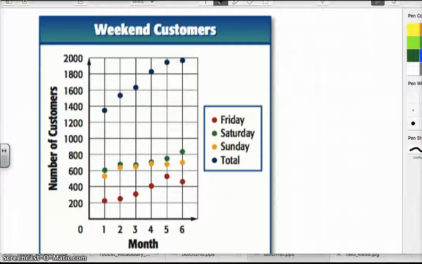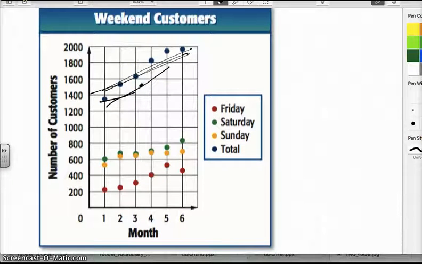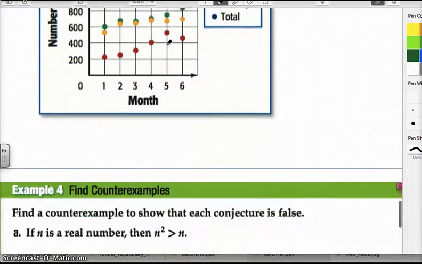When you look at it like this, you can see that the total number of customers has been increasing pretty consistently over those 6 months by looking at this trend here. So from there we could make a conjecture and say, all right, if her business continues, it should still increase, and therefore she would want to hire more people. Let's look at another example.